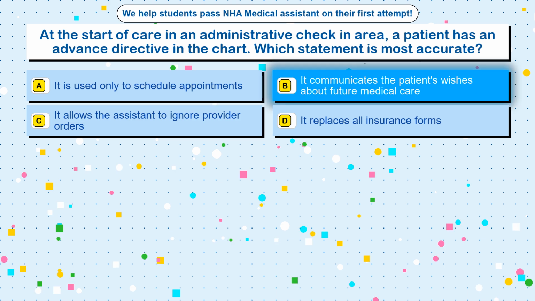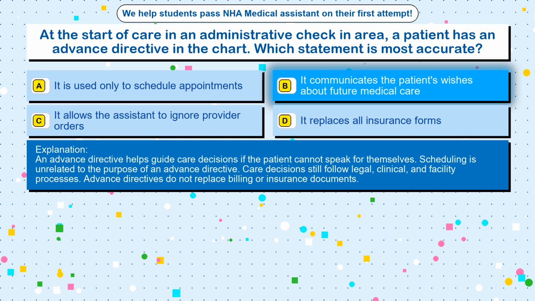The correct answer is option B. It communicates the patient's wishes about future medical care. An advance directive helps guide care decisions if the patient cannot speak for themselves. Scheduling is unrelated to the purpose of an advance directive. Care decisions still follow legal, clinical, and facility processes. Advance directives do not replace billing or insurance documents.